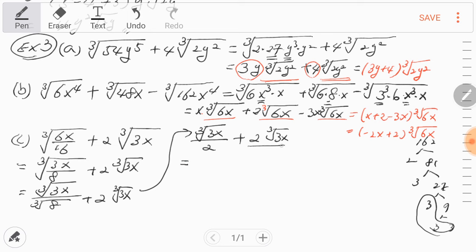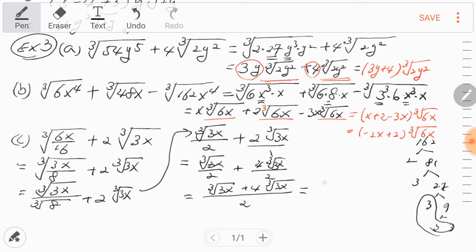And then since the denominator is 1, why don't we find the LCD? So cube root of 3x over 2 plus, we multiply both top and bottom by 2. So 4 cube root of x over 2. So this is equal to cube root of 3x plus 4 times cube root of 3x over 2. So finally, cube root of 3x and cube root of 3x are like terms.